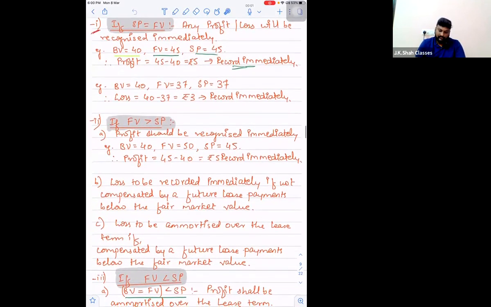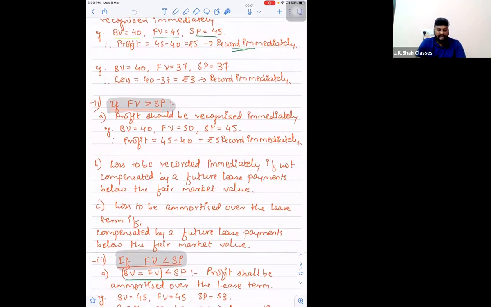Second situation, if fair value is greater than selling price. Now, sir, your fair market value is greater than the value at which you sold. Right? So, will deferment of profit come here? No, sir. Why? Because selling price is less than fair value. So, deferment will definitely not come. Right? So, what they say, first part, profit should be recognized immediately. So, if there is a profit, it should be recorded immediately because deferment of profit cannot be done.